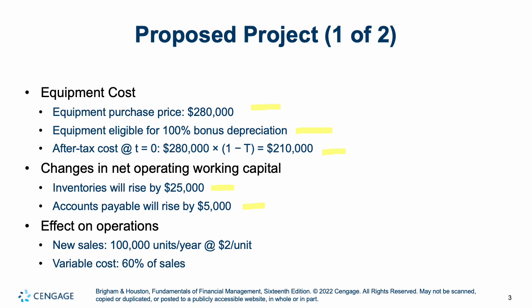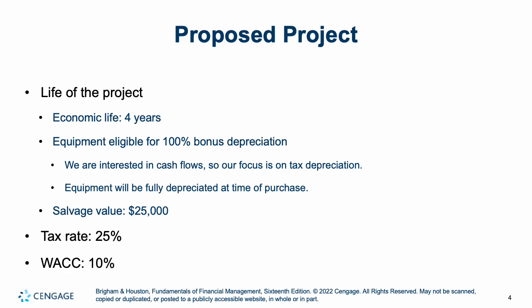It's going to give us 100,000 units a year of additional sales at $2 a unit with a variable cost of 60% of sales. So this project is going to last 4 years, and our equipment here once again can be fully depreciated. Salvage value at the end is 25,000, meaning whatever's left over with the equipment we can scrap it for 25,000. Our tax rate's 25% and our cost of capital 10%.